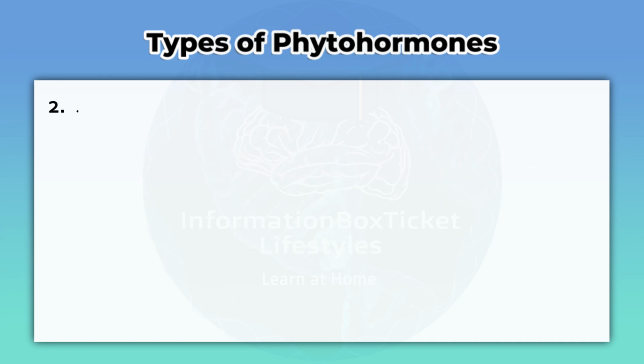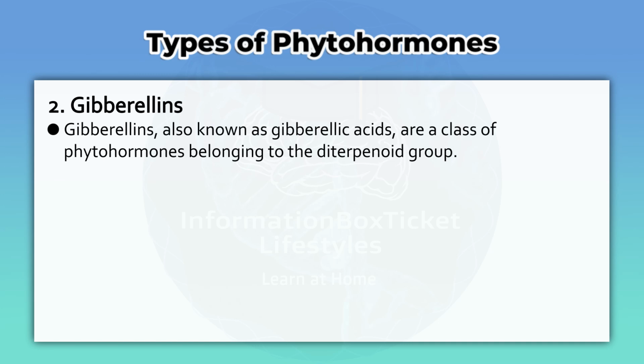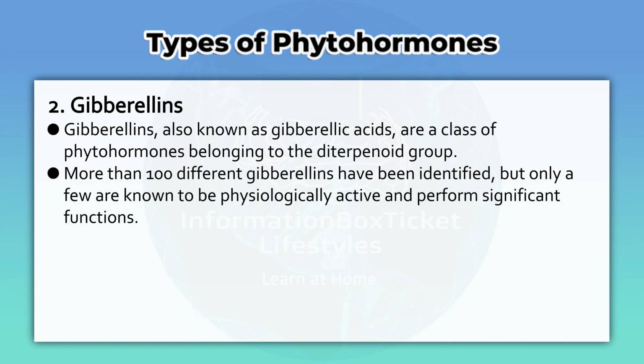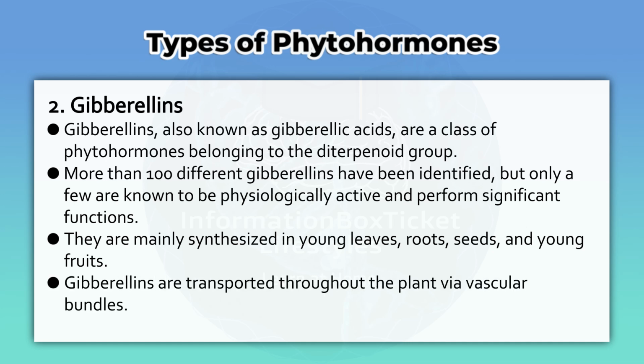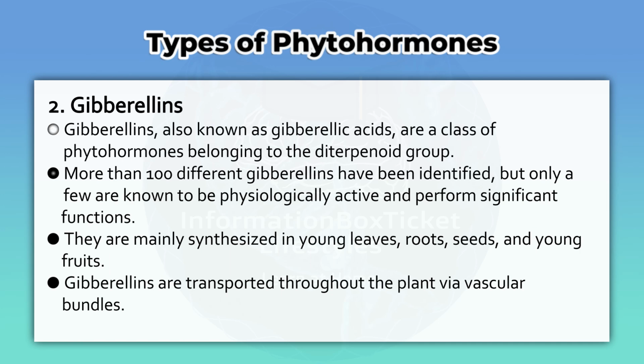2. Gibberellins. Gibberellins, also known as gibberellic acids, are a class of phytohormones belonging to the diterpenoid group. More than 100 different gibberellins have been identified, but only a few are known to be physiologically active and perform significant functions. They are mainly synthesized in young leaves, roots, seeds, and young fruits. Gibberellins are transported throughout the plant via vascular bundles.